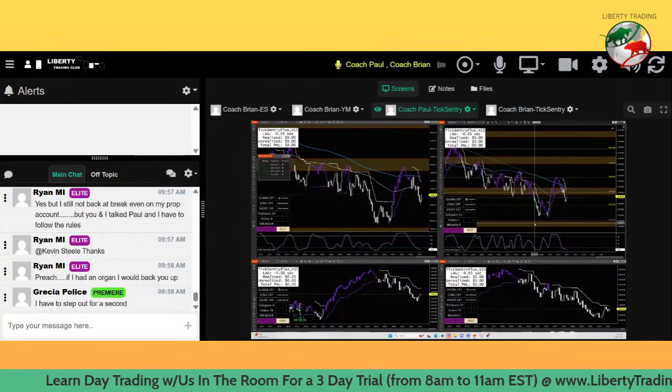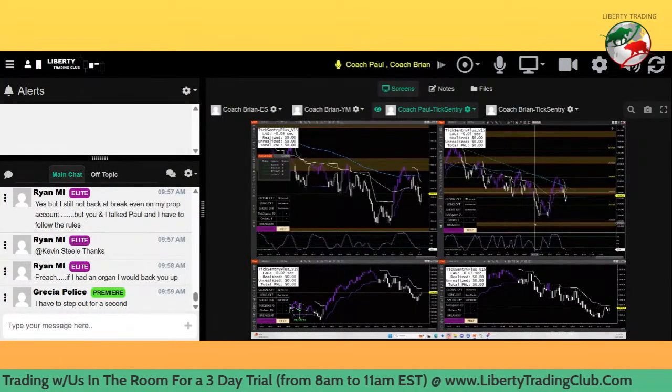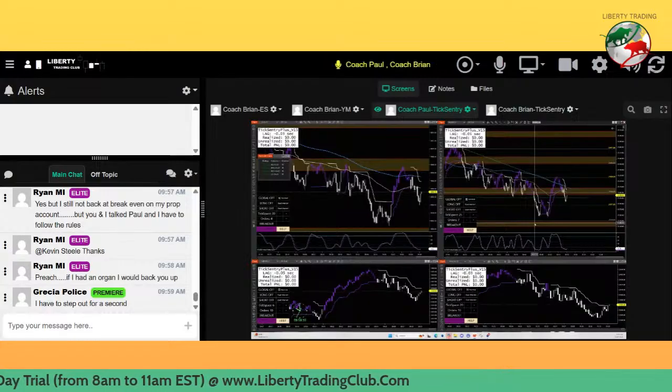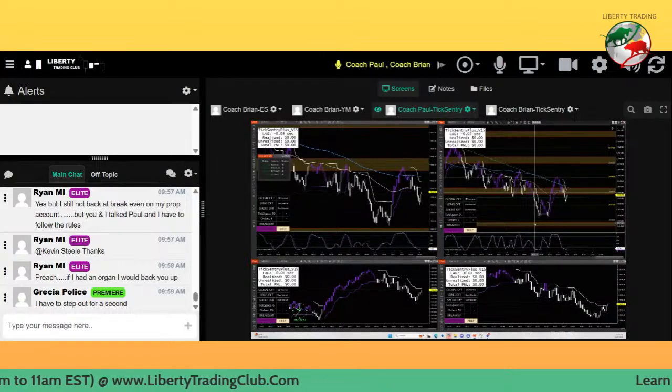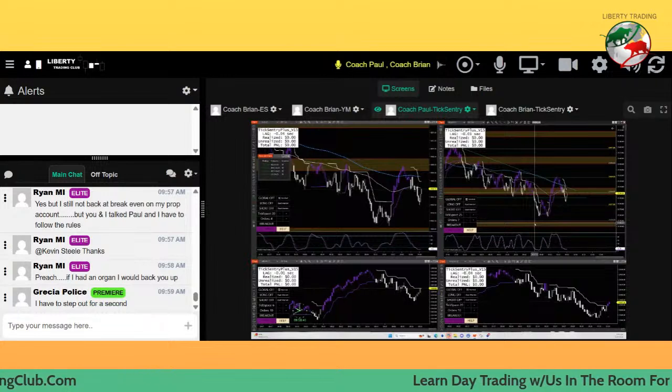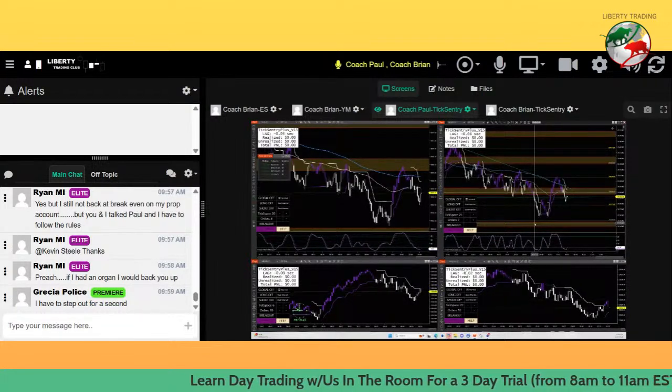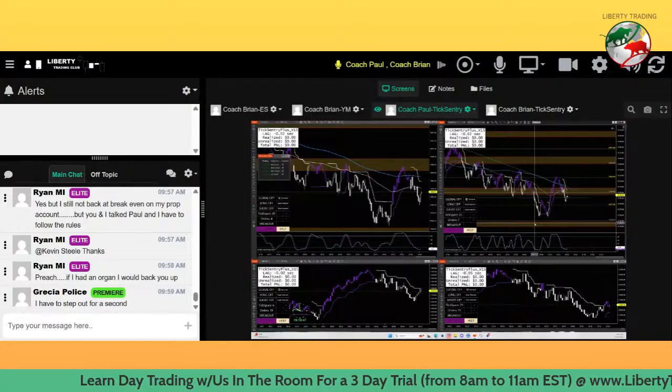Bingo. Everybody in this room should have a solid trade plan. Your personal trade plan. Not what Coach Brian trades and not what I trade. The calls that we make should only support your plan. If it doesn't, if we're screaming long, and that's not in your plan, well, guess what? You're not taking that long.